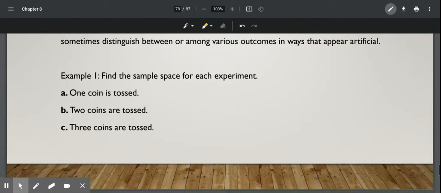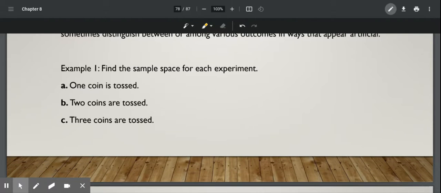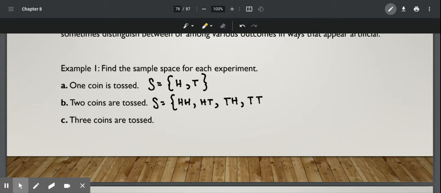So for example one, if we want to find the sample space for part A, if one coin is tossed, we will say that your sample space, or S, is either heads or tails. If two coins are tossed, you could have heads and heads, heads and tails, tails and heads, or tails and tails.